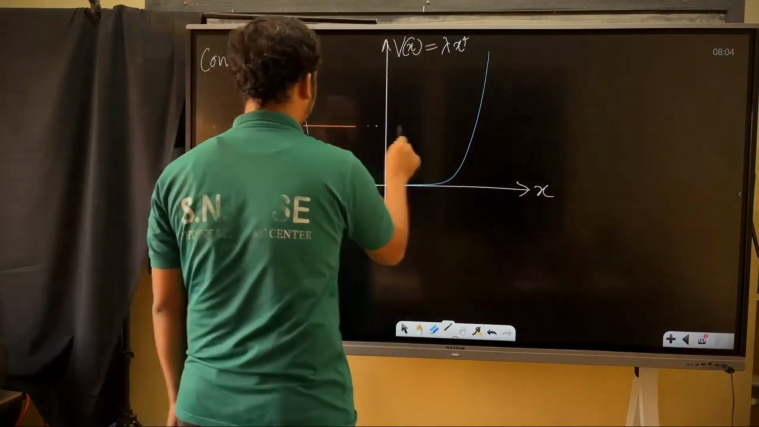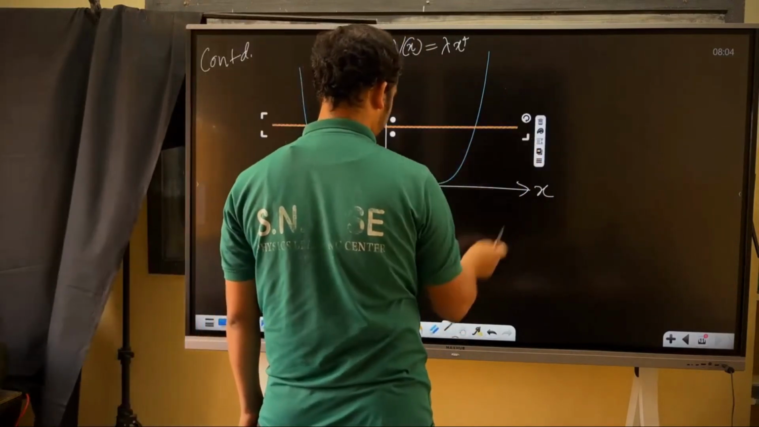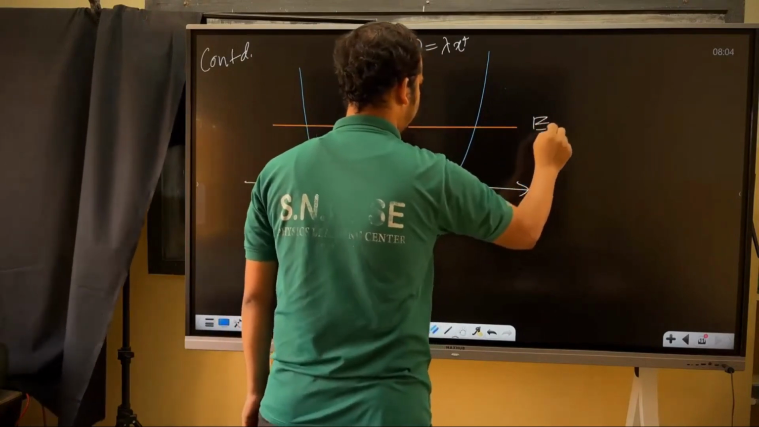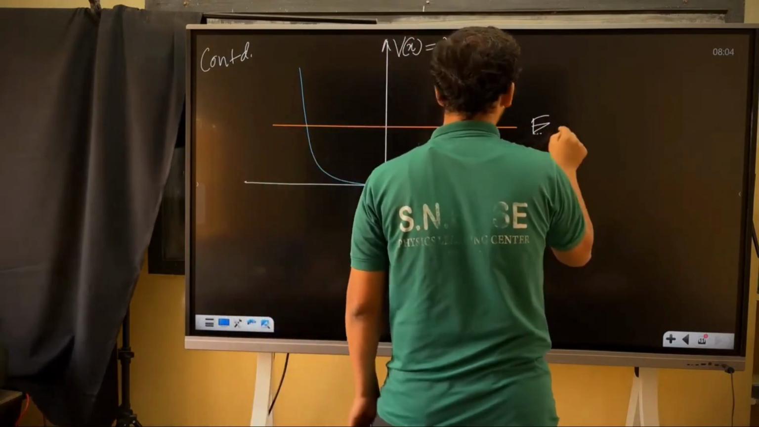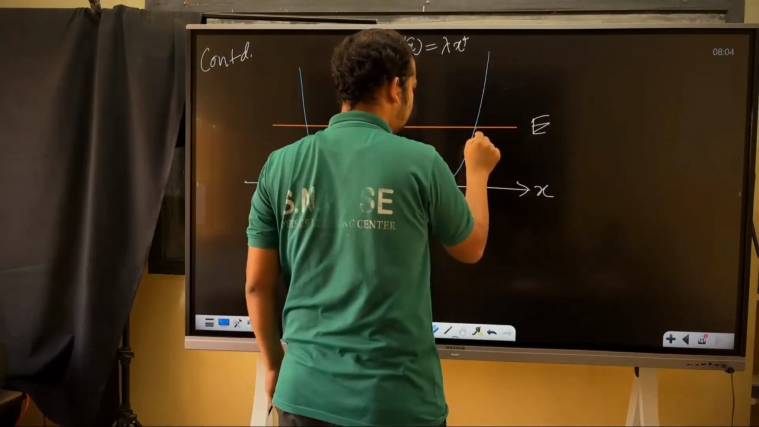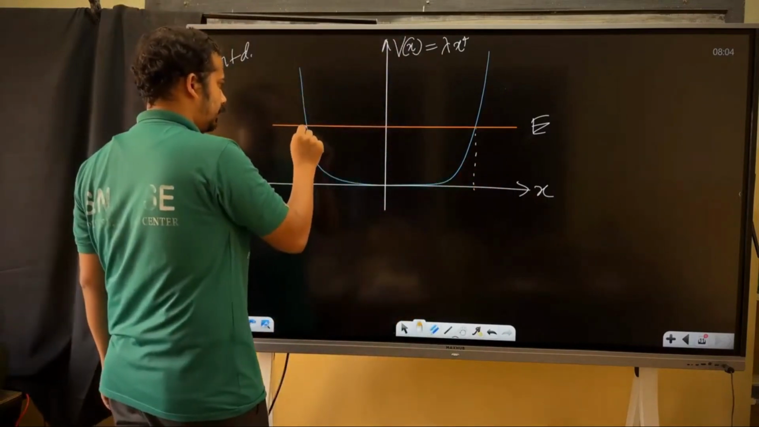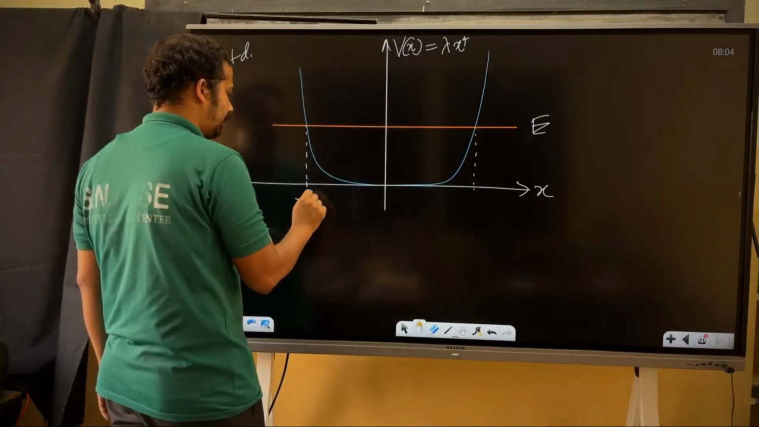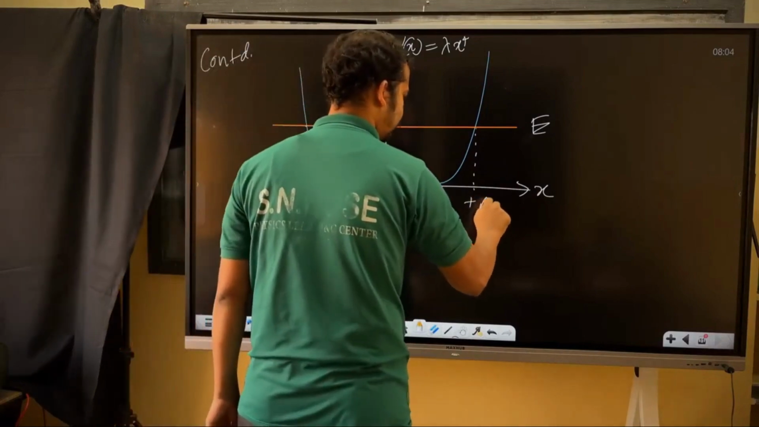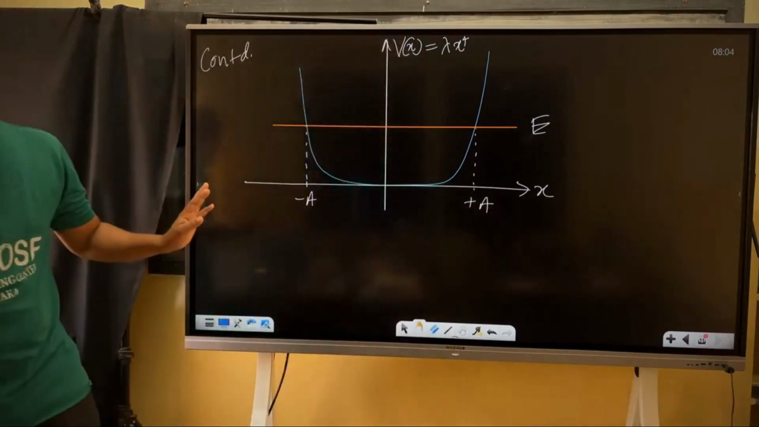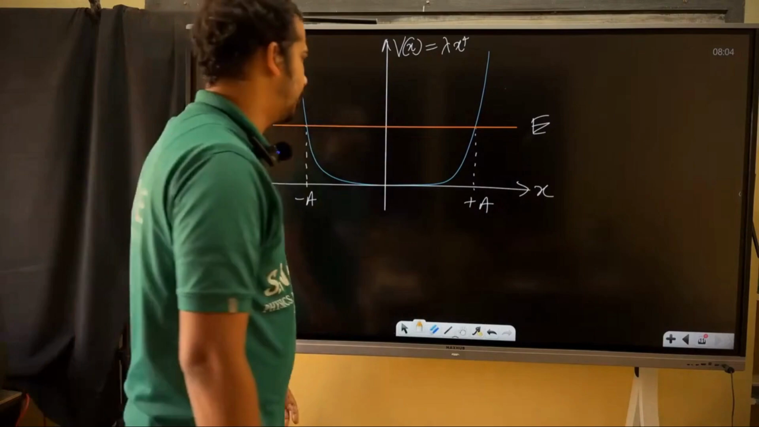Am I right? Take its energy as E here. By equating this energy to potential energy, you can locate these points. Classical turning point, we say. Isn't it? Those are amplitude actually, minus A plus A. We are not restricting to small oscillation, be careful.